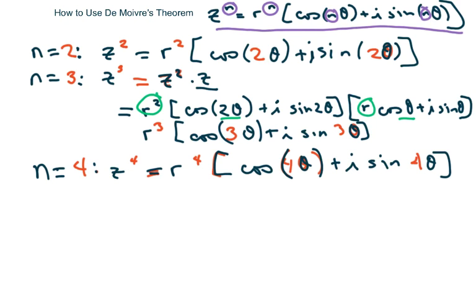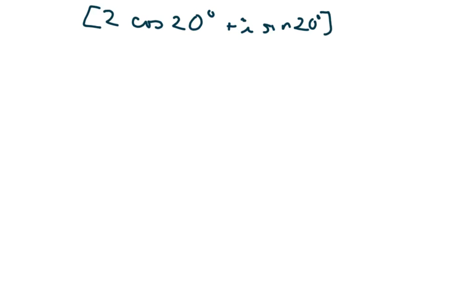The proof requires mathematical induction, so we're not going to do the proof, but we're just going to do one example, and then in the next video I'll do more examples that are a little harder. So basically we want to write 2 times cosine of 20 degrees plus i times sine of 20 degrees in standard form, which is a plus bi.